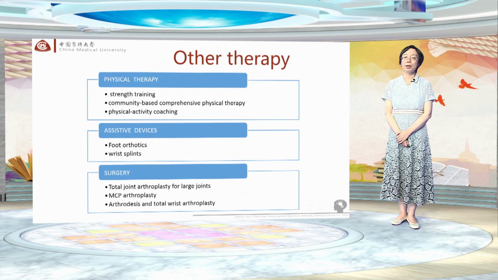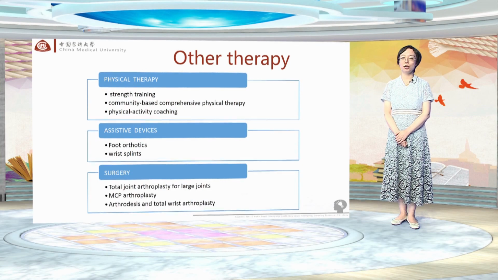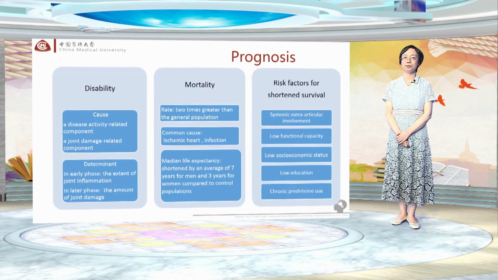MCP arthroplasty is generally undertaken in patients with severely decreased arc of motion, marked flexion contractures, MCP joint pain with radiographic abnormalities, and severe ulnar drift. Arthrodesis and total wrist arthroplasty are reserved for patients with severe disease who have substantial pain and functional impairment. These two procedures appear to have equal efficacy in terms of pain control and patient satisfaction.